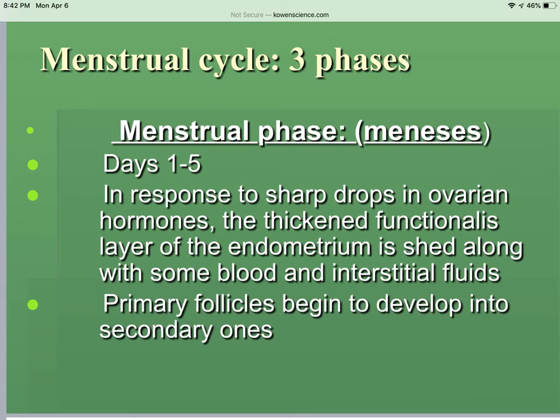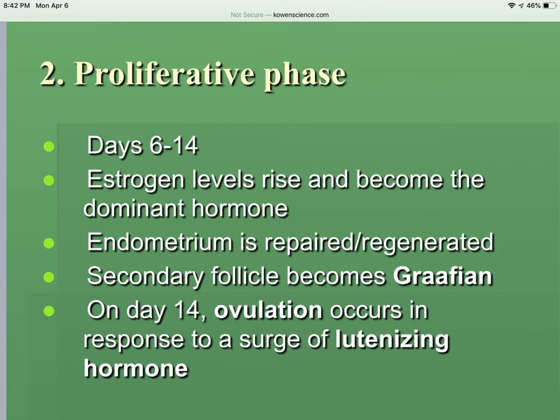The menstrual cycle is composed of 3 phases. The menstrual phase is called menses, and if we look at this being a 30-day cycle, day 1 through 5 would be the menstrual phase. This is due to drops in those ovarian hormones. So what happens is that thickened functionalis layer that was ready for an embryo to implant is now shed along with blood and interstitial fluids. The primary follicles will begin to develop into the secondary ones.